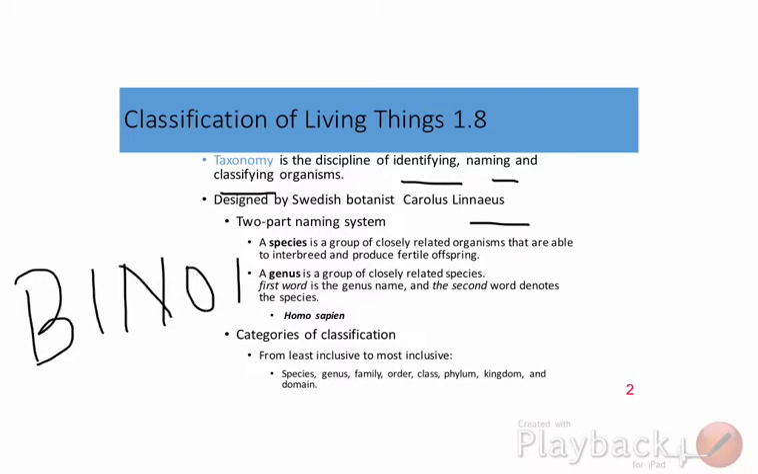binomial system. And the bi means what? Two. So binomial system of nomenclature will have two parts, a genus and of course a species. The genus is the first part of the name and species is the second part of the name.